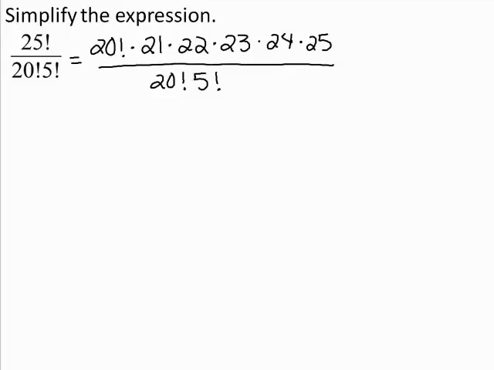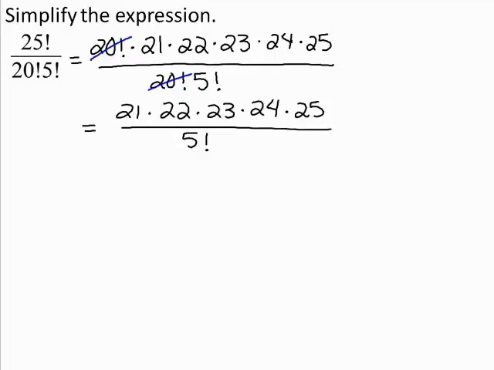Simplify the expression 25 factorial divided by 20 factorial times 5 factorial. To simplify this expression, you can first factor 25 factorial as 20 factorial times 21 times 22 times 23 times 24 times 25. Now, notice that there is a common factor of 20 factorial in both the numerator and the denominator, so you can divide out this common factor, leaving you with 21 times 22 times 23 times 24 times 25, all divided by 5 factorial.